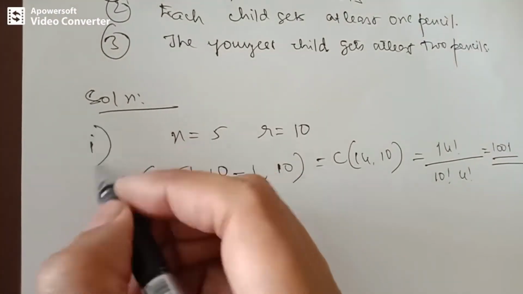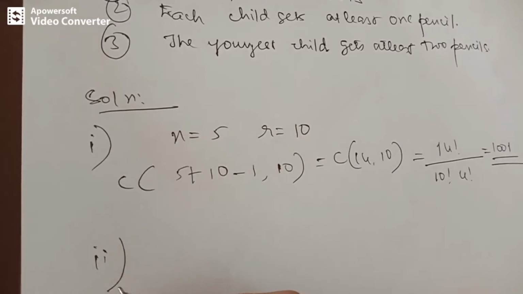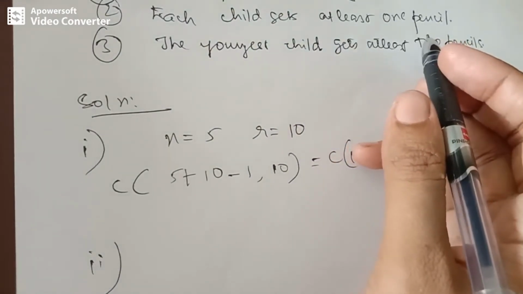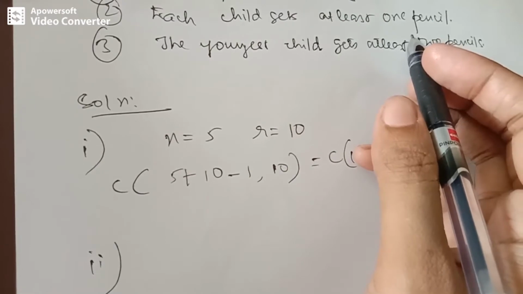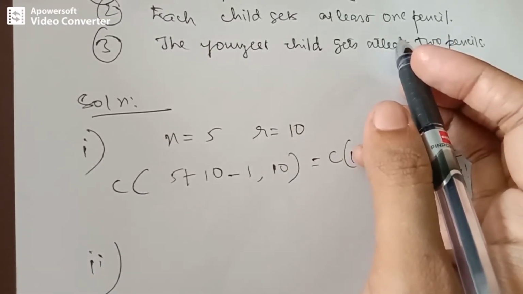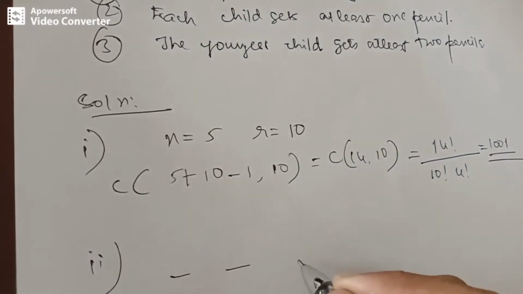So this is the answer to the first sub question. In the second sub question, they have asked you to see that each child gets at least one pencil. How is this possible? First of all, how many children are there? There are 5 children.